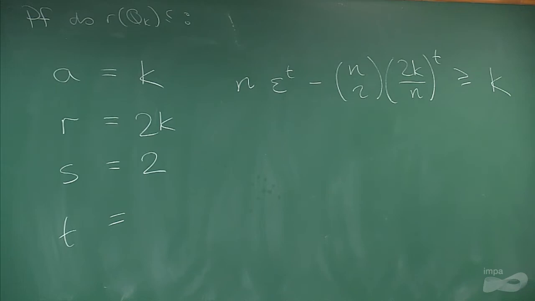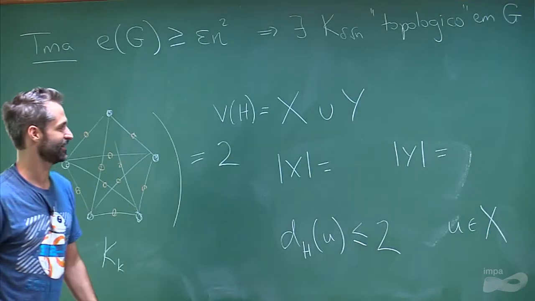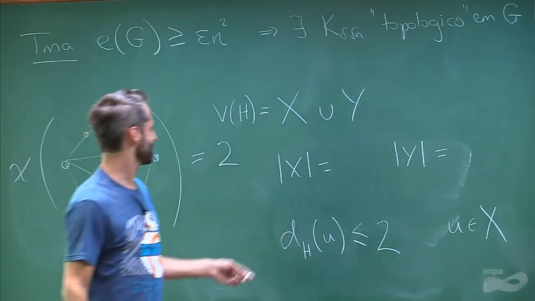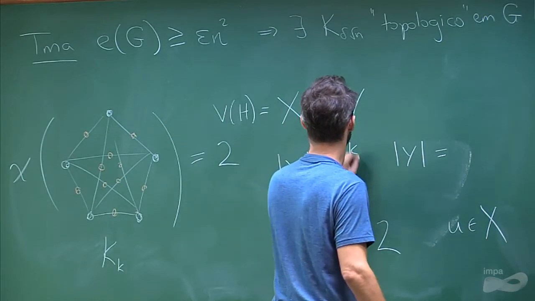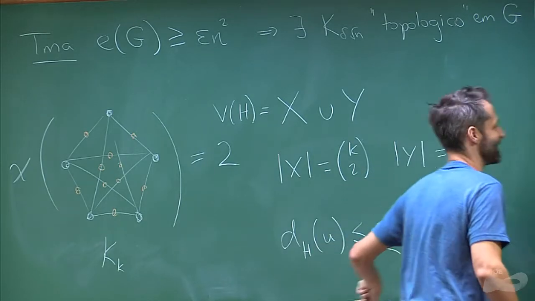I'm sorry, why is R 2k? Ah, sorry, I'm an idiot. Thank you very much. This is nonsense. No one pointed it out. Why is it nonsense? How large is X and how large is Y? Yeah, X is k choose 2. Thank you. Much better.